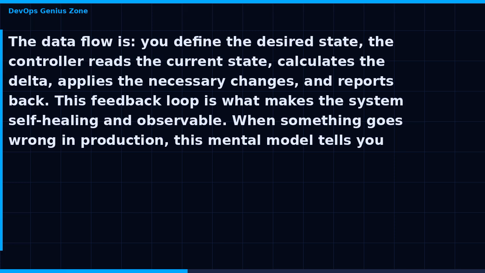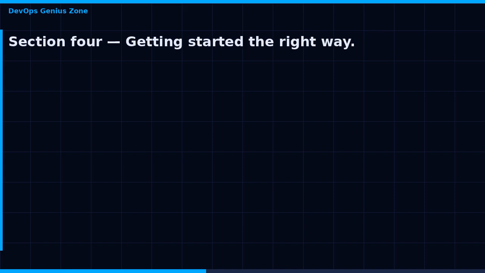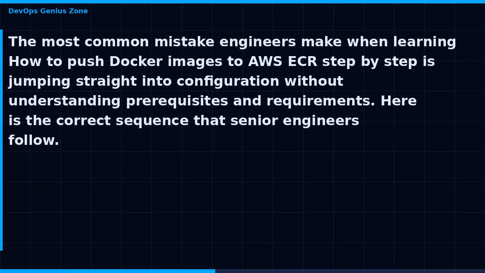Section 4: Getting started the right way. The most common mistake engineers make when learning how to push Docker images to AWS ECR step by step is jumping straight into configuration without understanding prerequisites and requirements. Here is the correct sequence that senior engineers follow. First, understand the problem before touching any tooling. What exactly are you trying to solve? What does success look like? What are your constraints around security, cost, and performance? 5 minutes of requirements thinking prevents 5 hours of rework.